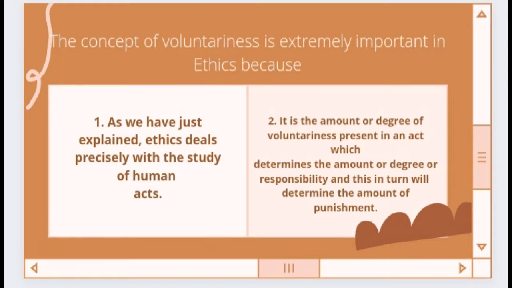The concept of voluntariness is extremely important in ethics because, first, as we just explained, ethics deals precisely with the study of human acts. And second, it is the amount or degree of voluntariness present in an act which determines the amount or degree of responsibility, and this in turn will determine the amount of punishment.